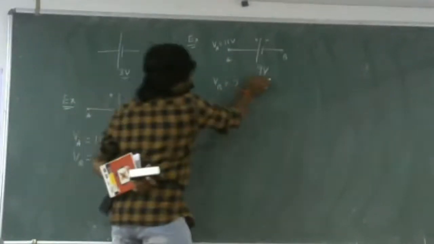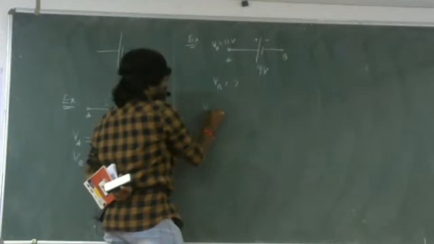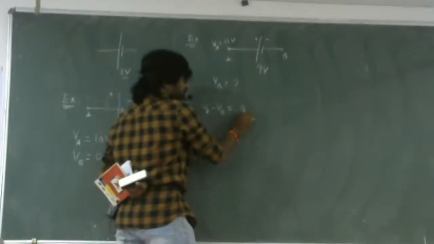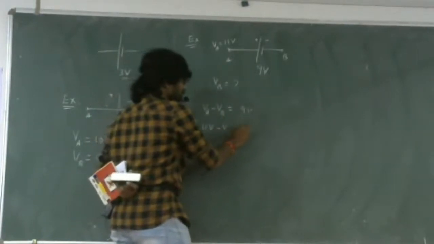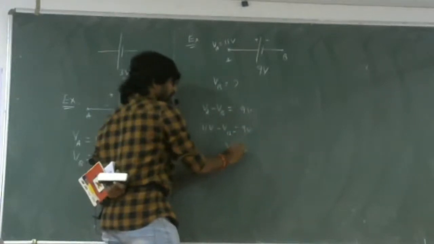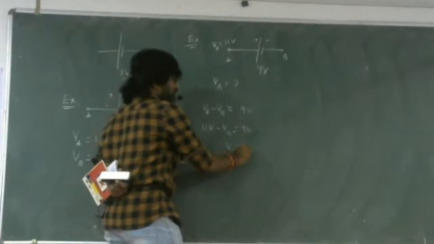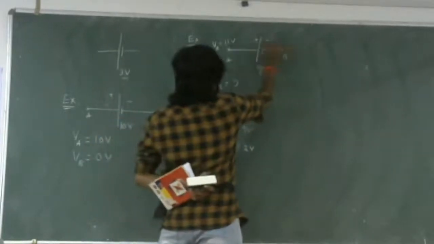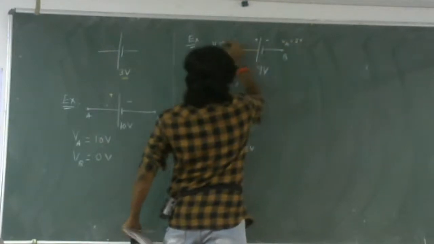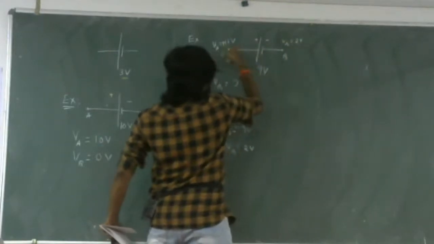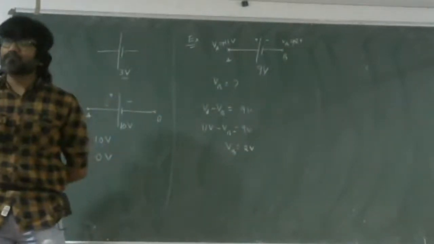So this 9 volts means VA minus VB is equal to 9 volts. Where VA is 11, 11 minus VB is equal to 9 volts. If you bring it here, you get VB is equal to 11 minus 9, 2 volts. So VA is 11 volts, VB is 2 volts. Both are positive values only, plus 11 and plus 2.